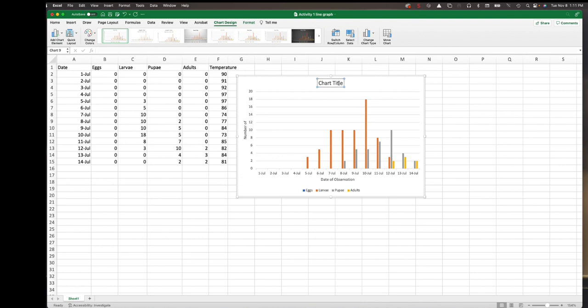Now, would a chart title be a good title for this particular chart? Let's make it something descriptive. I only had one mosquito trap out, so let's call it Mosquito Trap 1. Perfect. Nice job. I think we have a great mosquito trap story coming along, and we've answered a few questions.